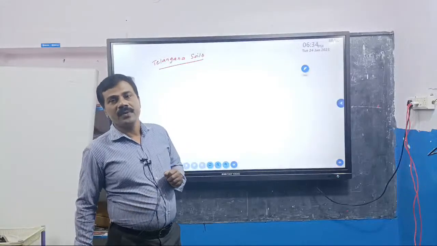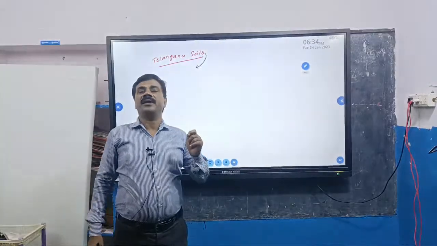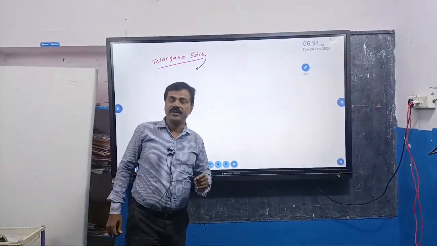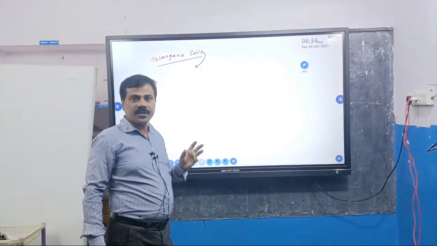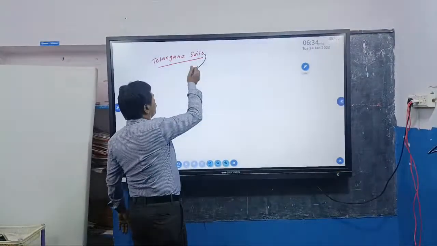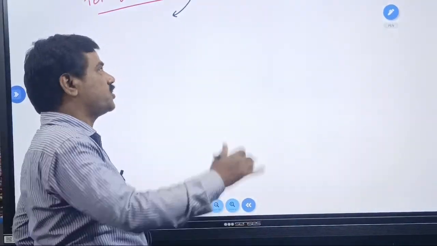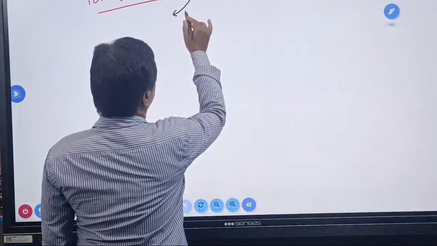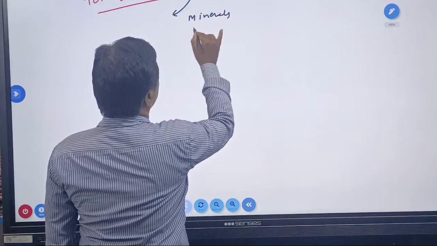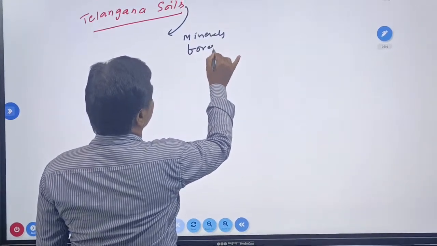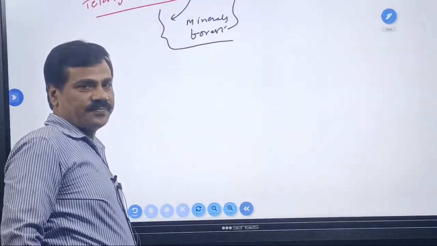Soil is one of the major natural resources, next after minerals and also forests. These are the major resources on the earth's surface.